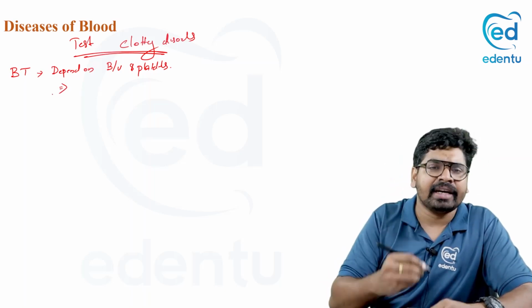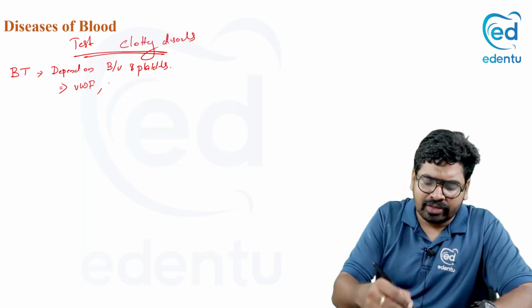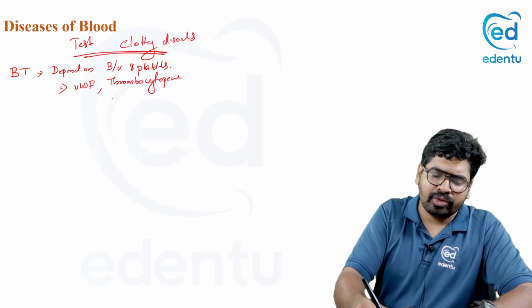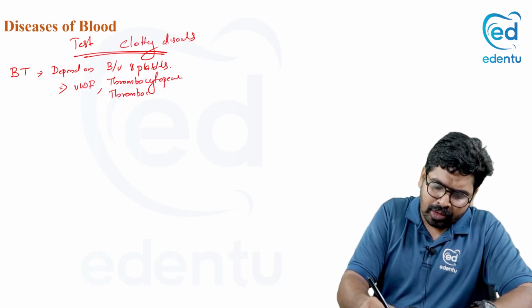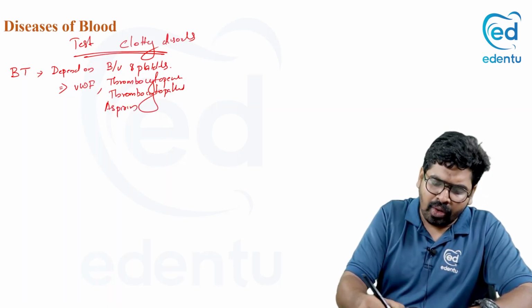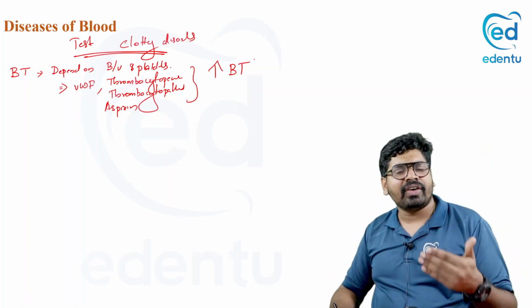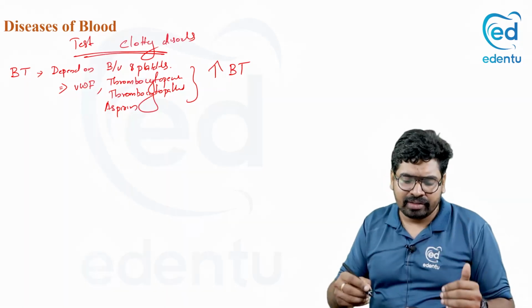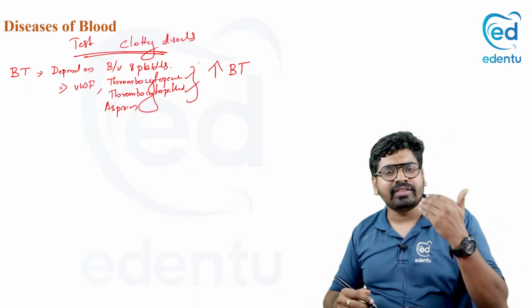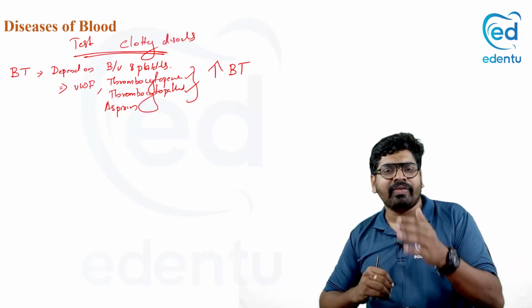There is an increased bleeding time if you have a von Willebrand factor defect, thrombocytopenia, thrombocytopathies, or if you are taking aspirin. In all these cases you have an increased bleeding time, because these are the things which affect platelet aggregation. There is a defect in the platelet number, or a defect in the von Willebrand factor which helps in platelet adhesion, or the patient is taking aspirin which will prevent platelet aggregation.